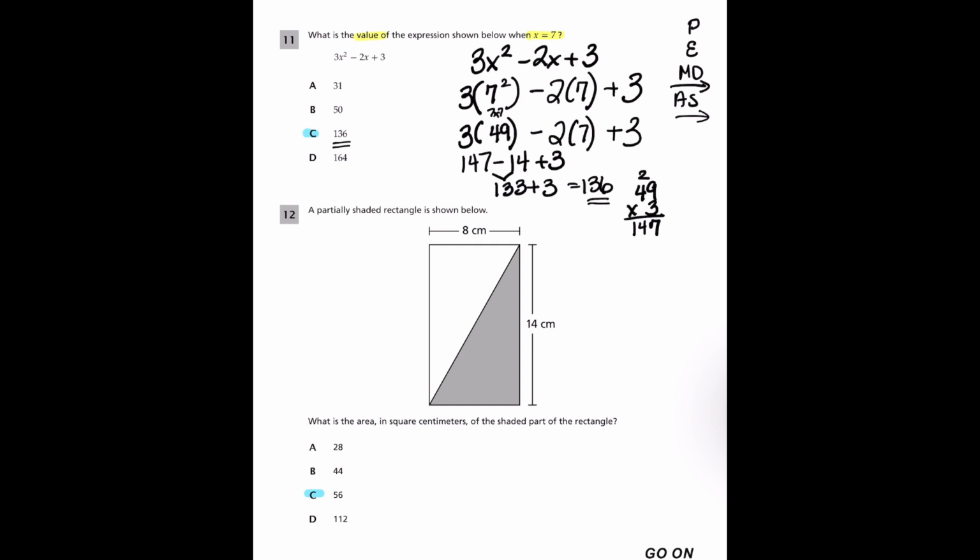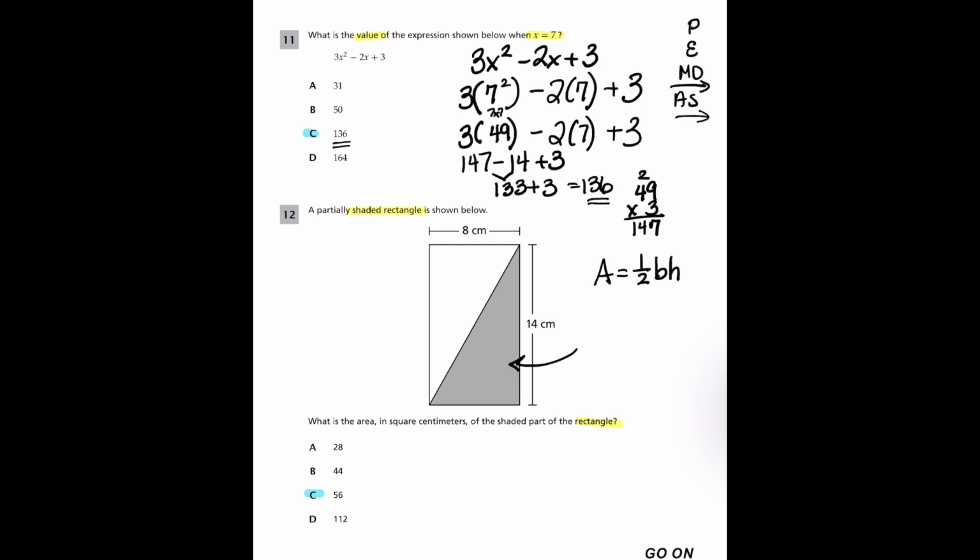A partially shaded rectangle is shown below. What is the area of the shaded portion of the rectangle? Now clearly, even though they're asking us about the shaded portion of the rectangle, what shape do we see here? We see a triangle. So I'm going to use my area formula for a triangle, which is 1/2 base times height.